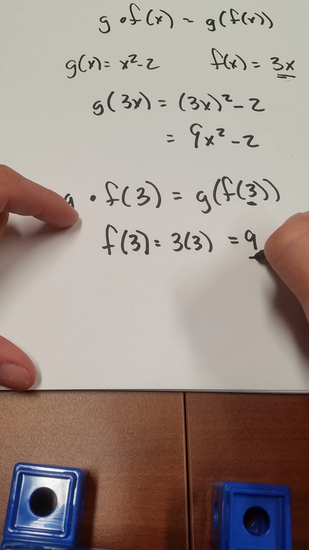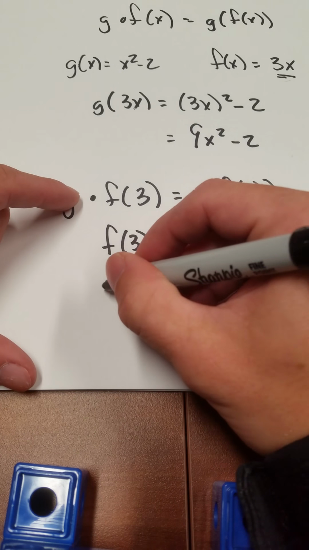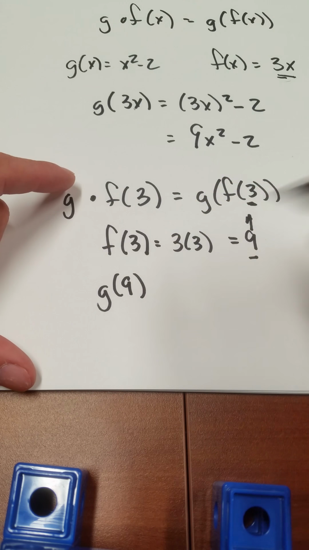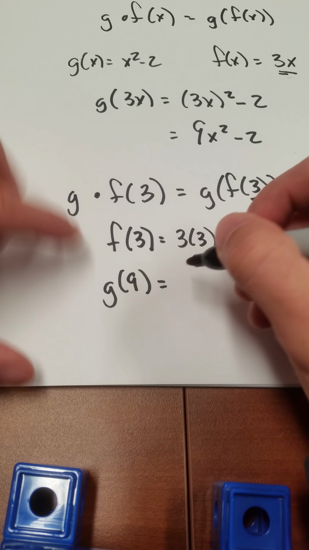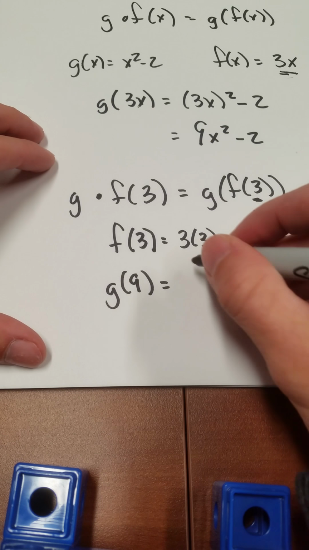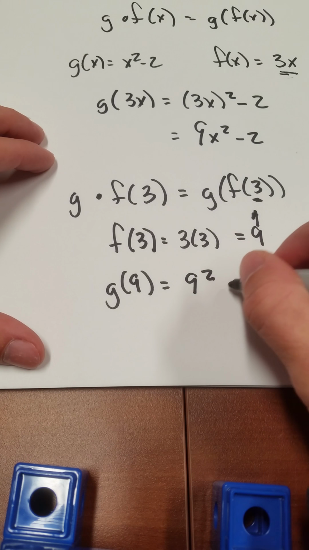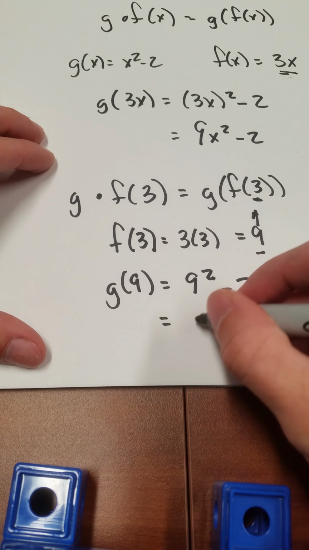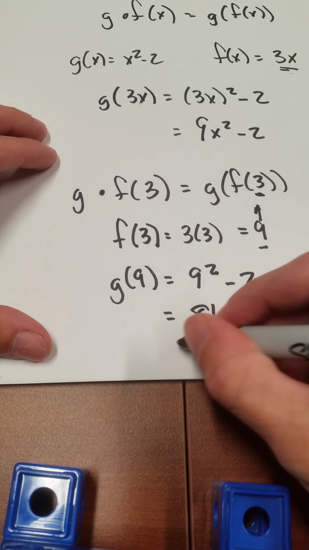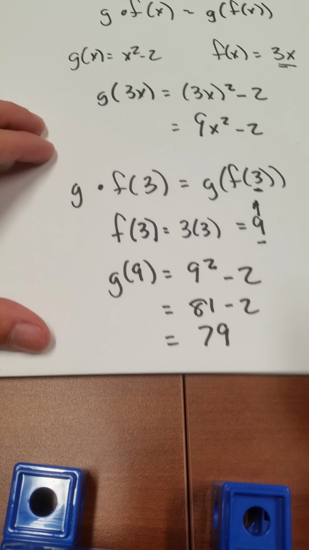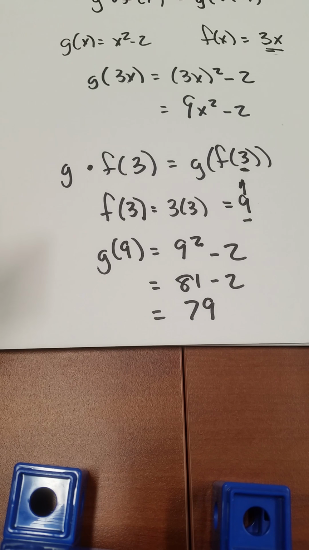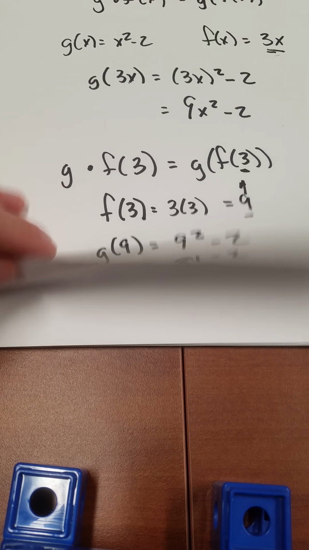Now I have to plug this in for that. So that gives me g of 9. Now plug 9 in for the g function. So that means 9 squared minus 2. Well, that's 81 minus 2, which equals 79. Let's look at another one.